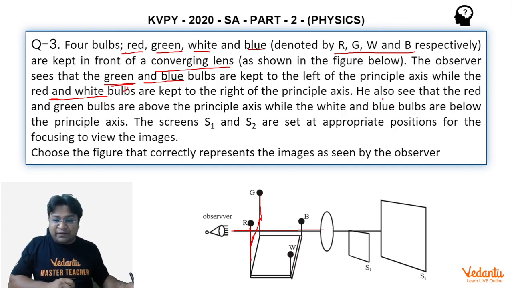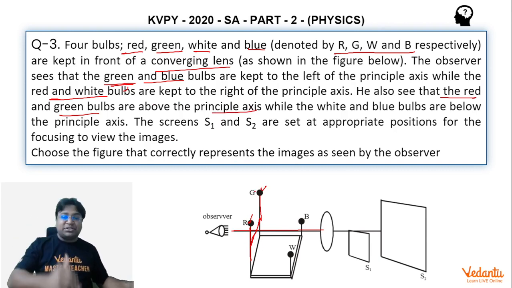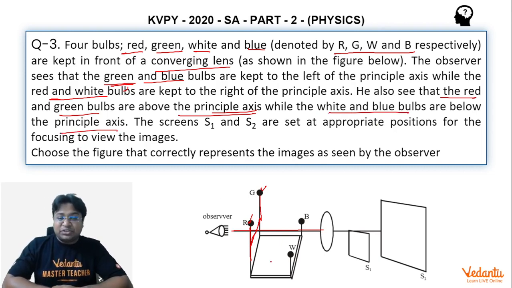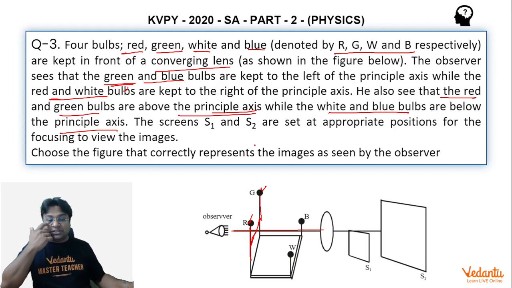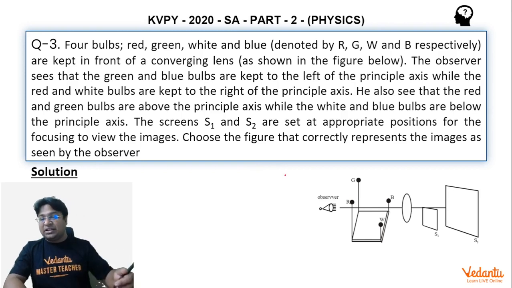Apart from this, red and green, these two bulbs, are above the principal axis. So as seen from our position also, they will appear above the principal axis, while white and blue are below the principal axis. So basically the relative position of these four bulbs is told to us using the principal axis as the reference. And there are two screens, S1 and S2. We have to state the location of the images of these bulbs. The options are given here. Let's first frame an opinion and then we'll come back to the options.